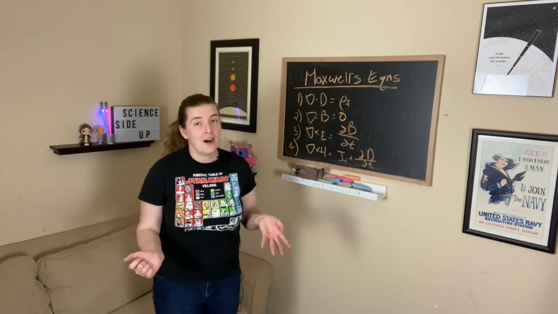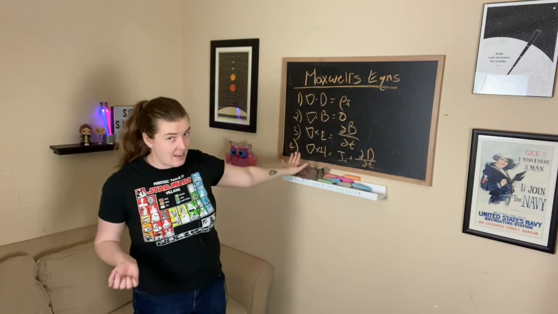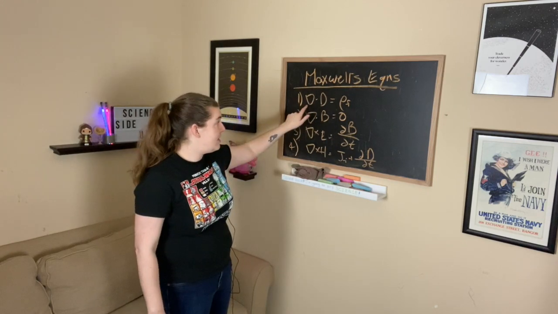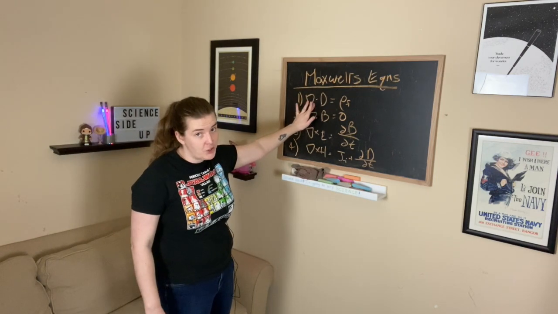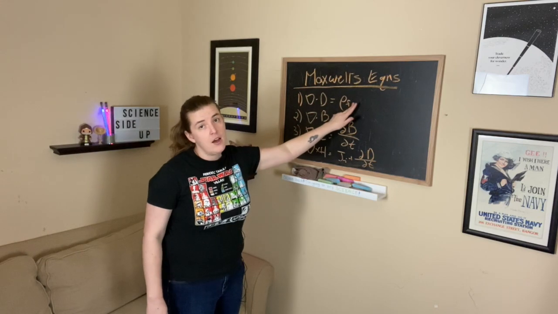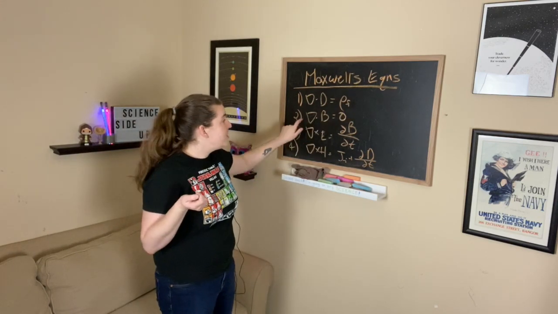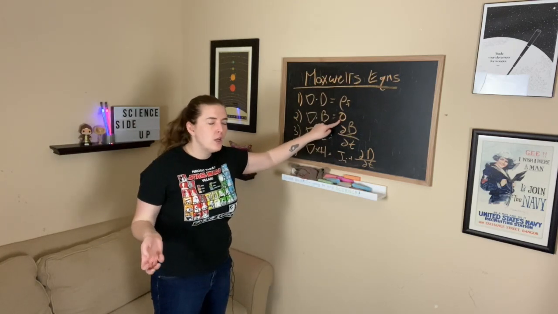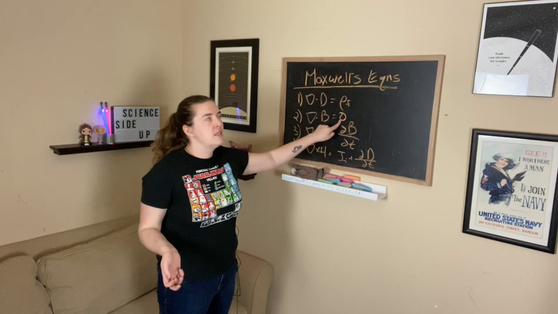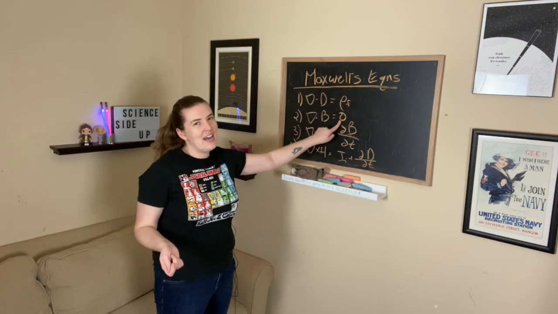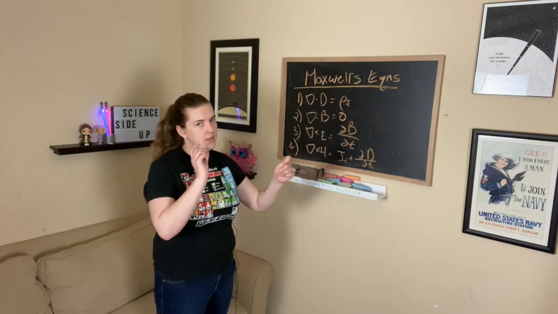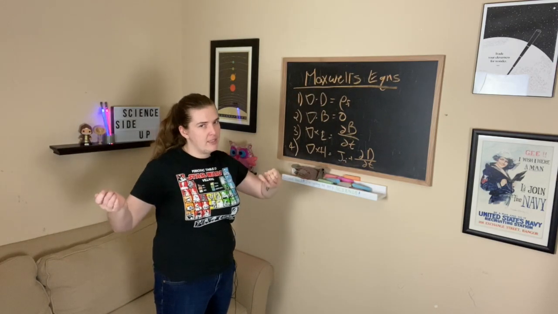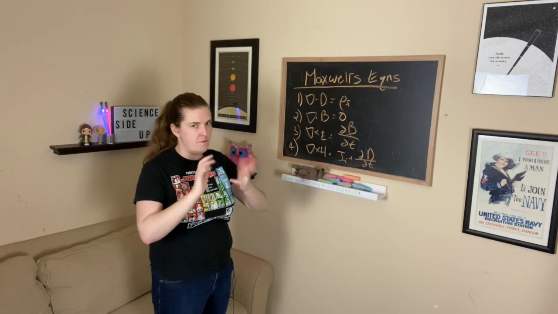But just to read these in English for you instead of in math, what this says is that the strength of an electric field is equal to the density of the charged particles. This one actually tells us that there's no such thing as what's called a magnetic monopole. All that means is that if you take a magnet and you cut it in half, you'll just end up with a new north pole and a south pole. So you'll never have a north pole by itself or a south pole by itself. They always exist together. You always have both poles.